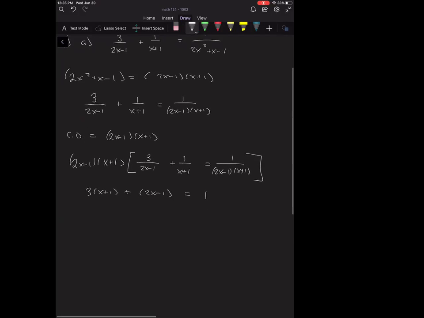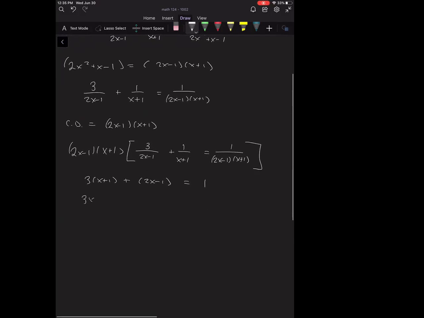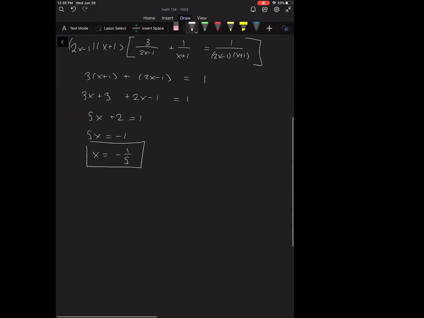So now to solve for this, we distribute: 3x plus 3 plus 2x minus 1 is equal to 1. So on the left, we have 5x plus 2 is equal to 1. Subtract the 2 over. 5x is equal to minus 1. And then we get x is equal to minus 1/5. Okay, so there's A.